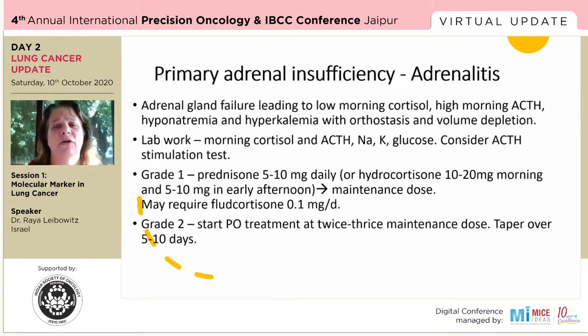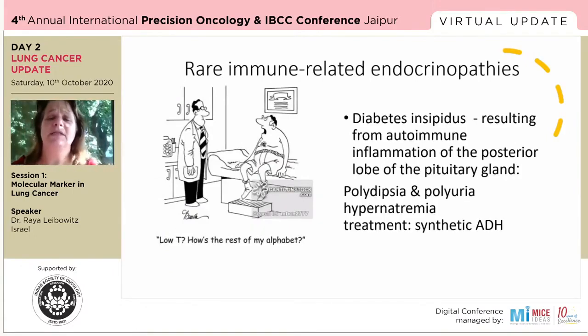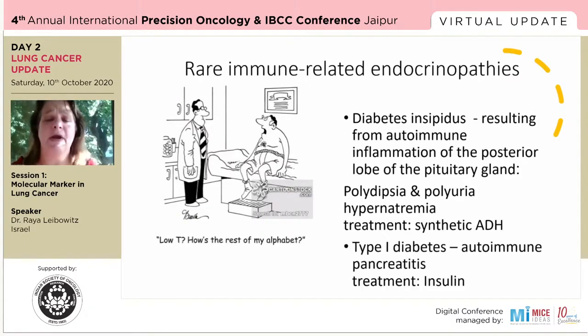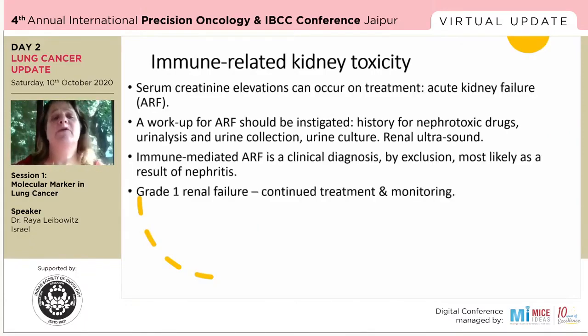So we have here a slide on adrenalitis and hypophysitis. You can go over that later. Rare immune-related endocrinopathies, diabetes insipidus can occur, very, very rare, and we mentioned type 1 diabetes. There's kidney toxicity, serum creatinine elevations, and we should institute a workup for acute renal failure. But again, at the end of the day, immune-mediated acute renal failure is a clinical diagnosis by exclusion. And if we see response to prednisone, then this will have established the diagnosis.